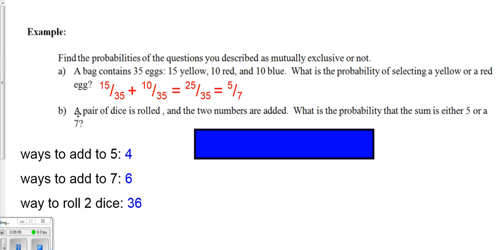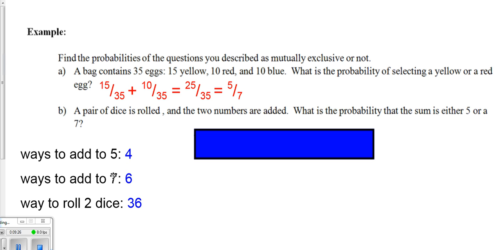B, a pair of dice is rolled and the two numbers are added. What's the probability that the sum is either 5 or a 7? Well, there's 4 different ways to add up to a 5. You can get a 1 and a 4, a 2 and a 3, a 3 and a 2, or a 4 and a 1. So there's 4 different ways that they would add up to 5.